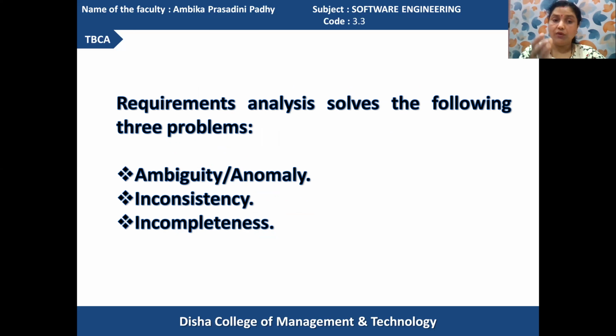Okay, we will discuss these points in our next class. So wait for the next class, in which we will cover some more points of requirement analysis, the benefit of doing requirement analysis, and what you are going to get after the requirement analysis. Got it?